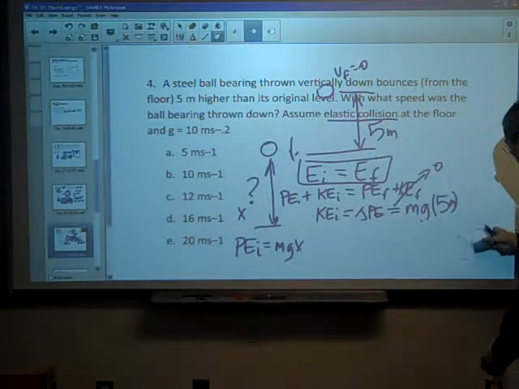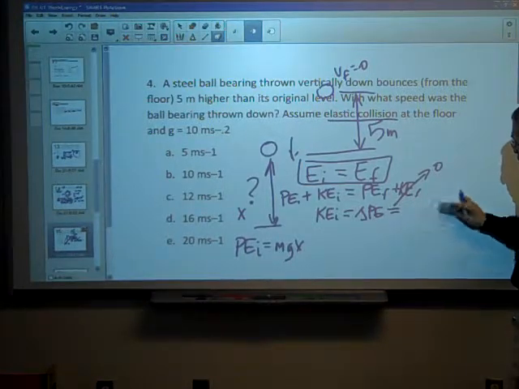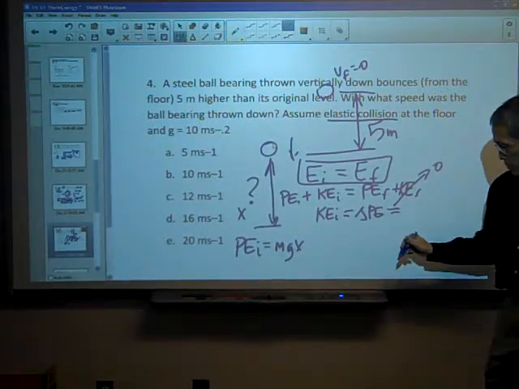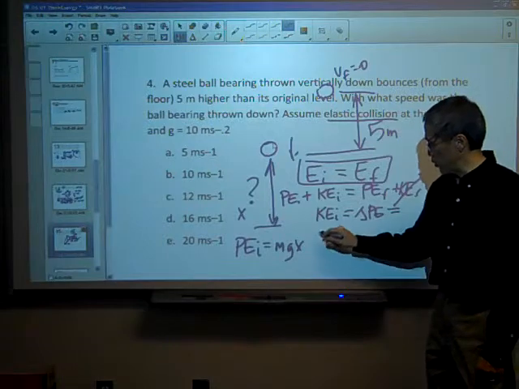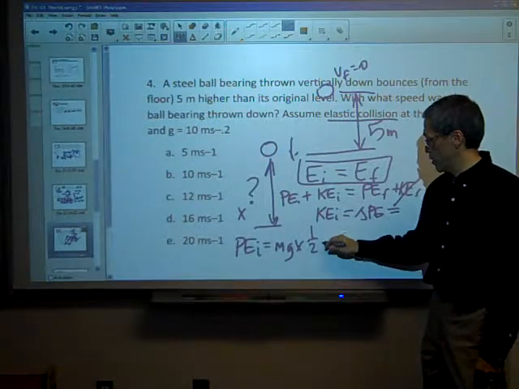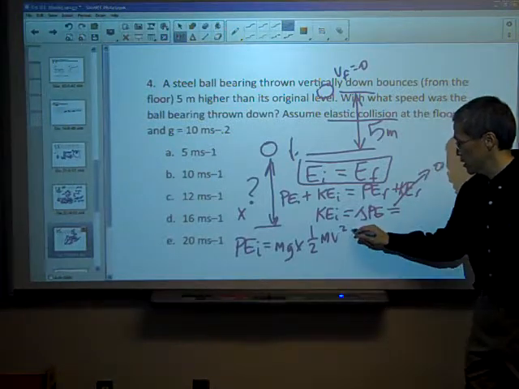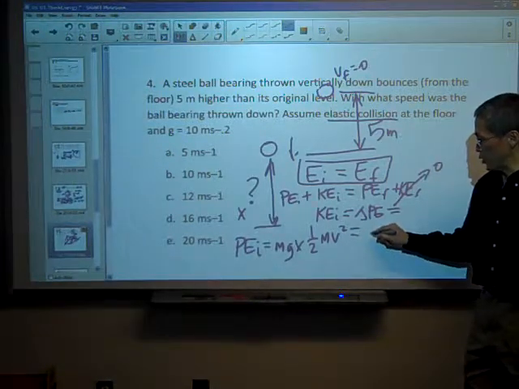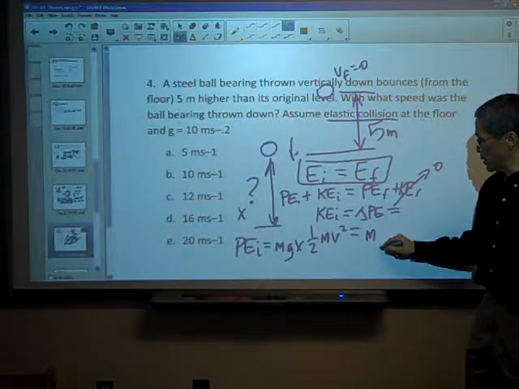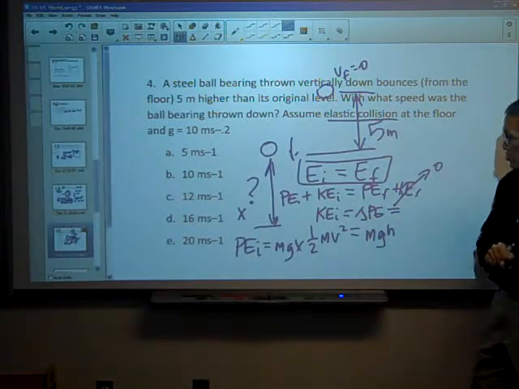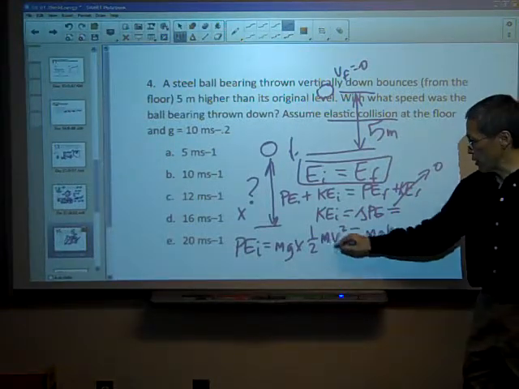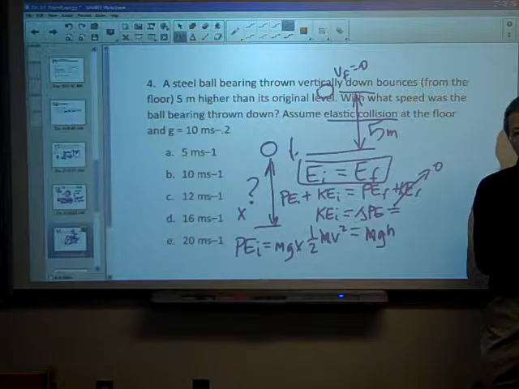So let's play around with this a little bit. My kinetic energy, if you recall, is 1/2 mv squared. That's going to be equal to m times g times h. In this case, my h is 5. I can get rid of the masses because they divide out.